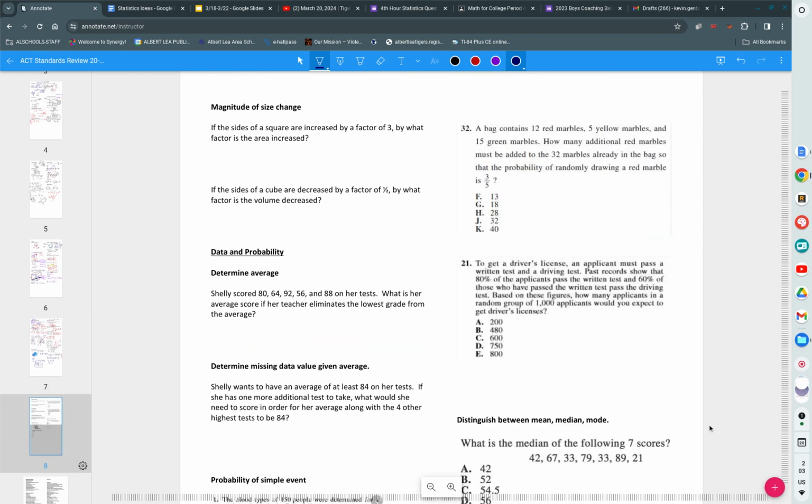Magnitude size change. I see this question a lot. Suppose that you have a square and the square has an area of 5. And what we're going to do is triple the sides. We're going to triple the size, or I'm sorry, increase the size of a square by a factor of 3. Do you know what the new area would be?